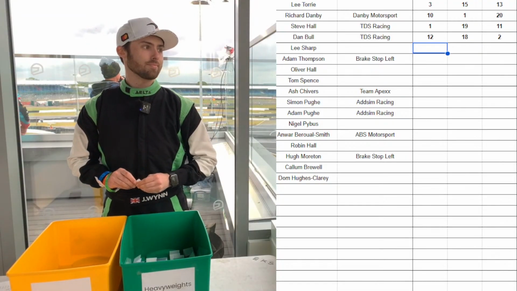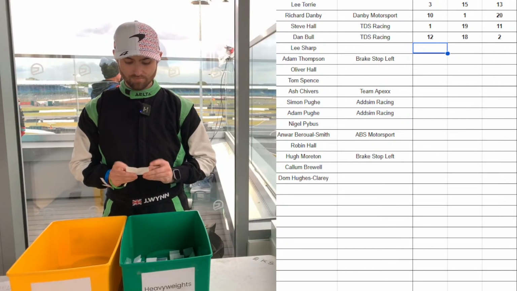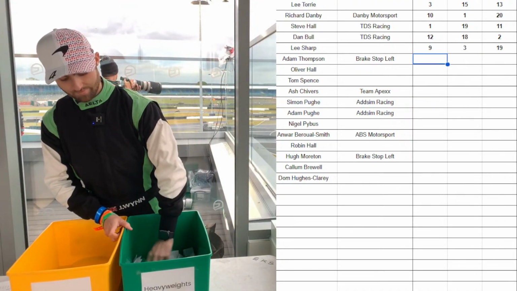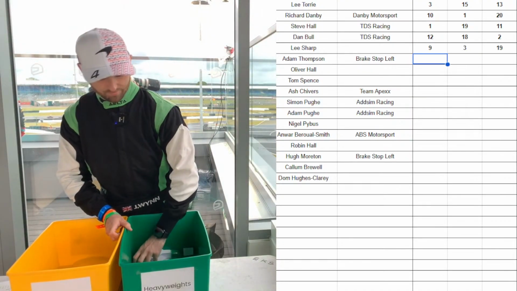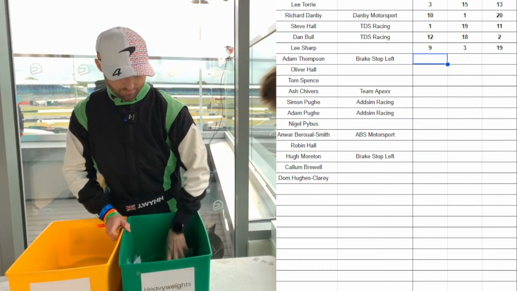Then next up we've got Lee Sharp, another series regular, a very experienced driver in his own right. He'll be starting his first heat from 9th place. So he'll be starting in 9th place for heat number 1. You'll be starting in 2nd position for heat 2, and currently you'll be starting in 19th place for heat 3.